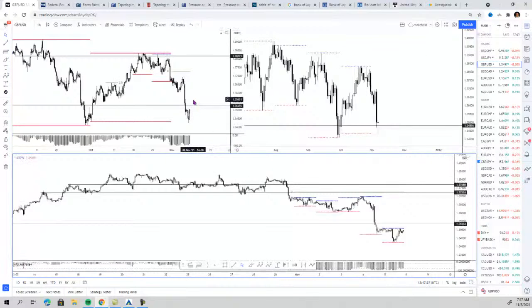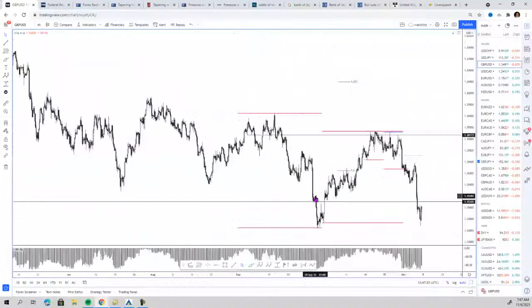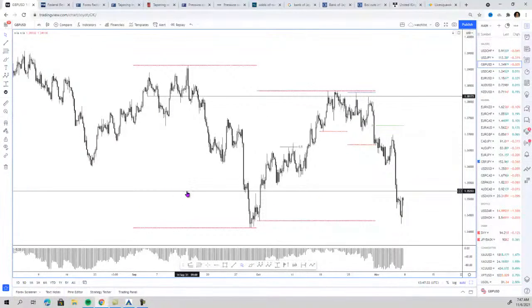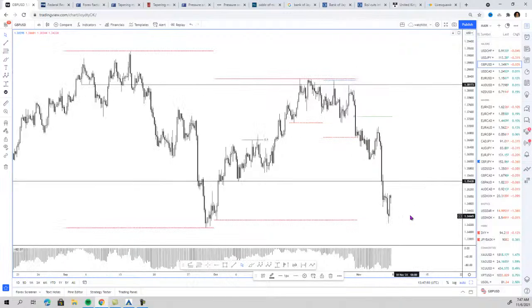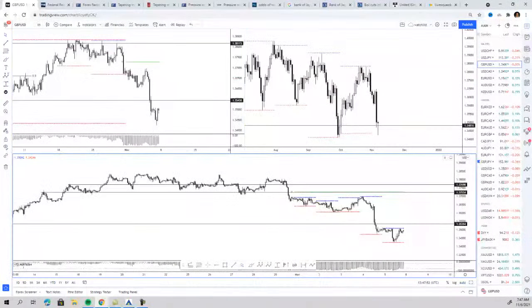So levels to possibly play this. Let's look at the 4 hour chart. Levels to possibly play this. I think I would be very comfortable with shorts on a bullish continuation on the USD, of course, at a retest of the 135.50 or so of the pound versus the US dollar.